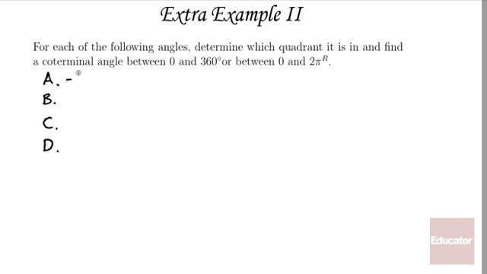So we're going to start out with negative 5 pi over 4 radians, and then we'll do 735 degrees, negative 7 pi over 3 radians, and negative 510 degrees. So if you want, you can try those on your own. I'll help you out, starting with negative 5 pi over 4 radians.